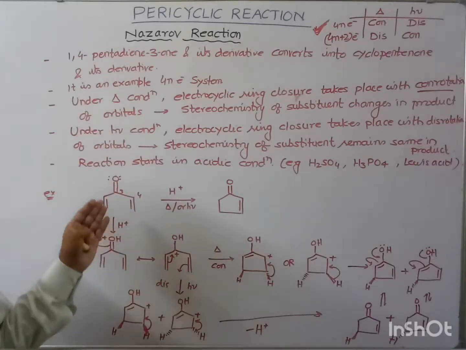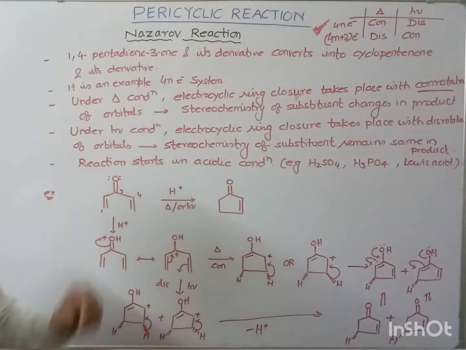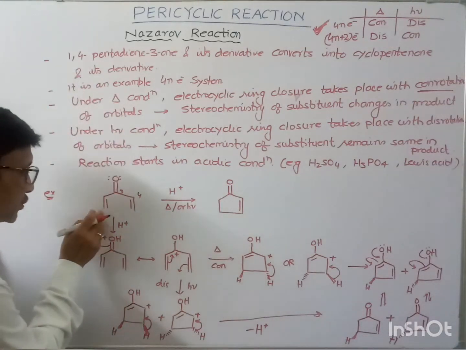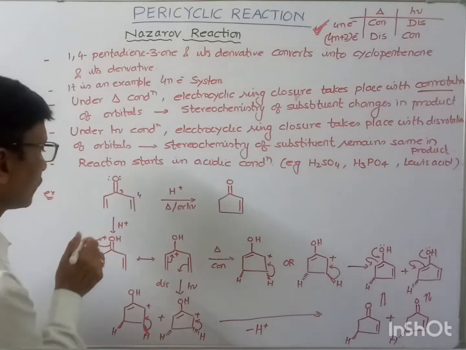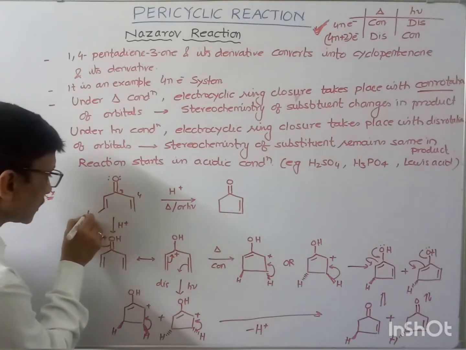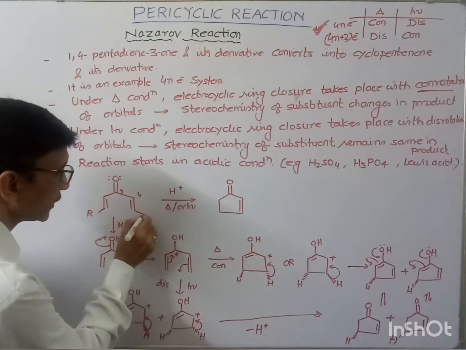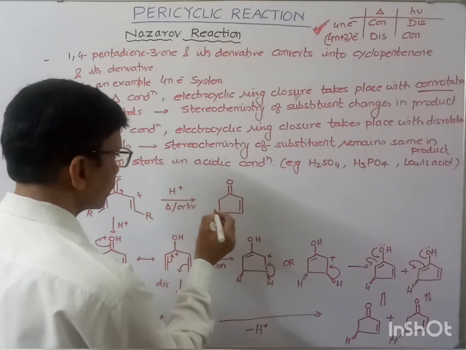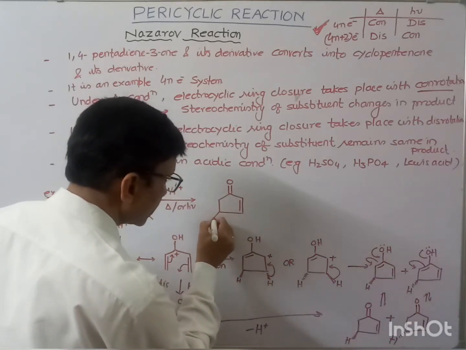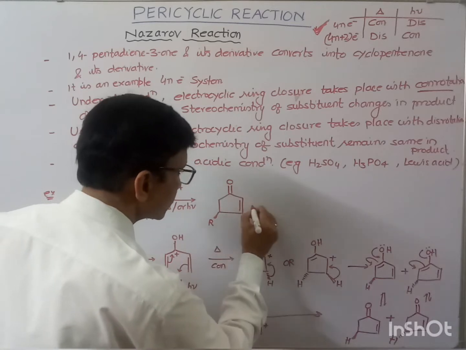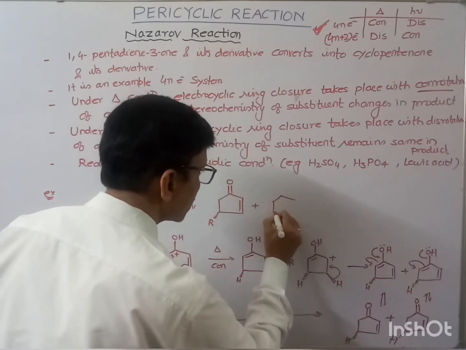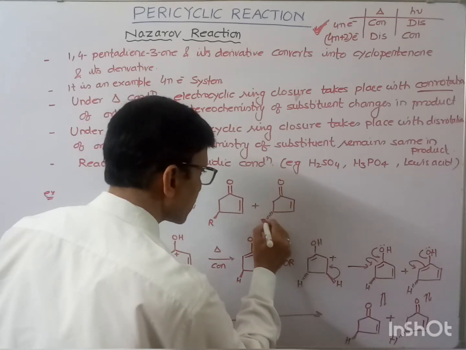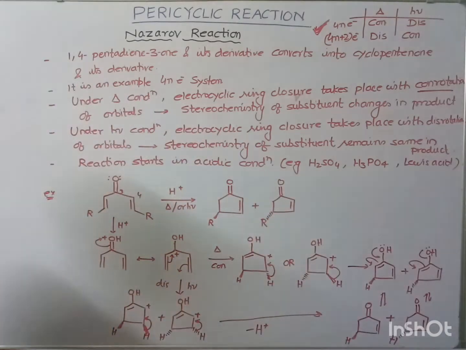Okay, so this is when I have taken simply 1,4-pentadiene-3-one. Now suppose I take a derivative of this and put R over here, this one and this one. Then in the product what will you get? In the product you may get either this one as a product or another product. This will be the R below the plane or above the plane.